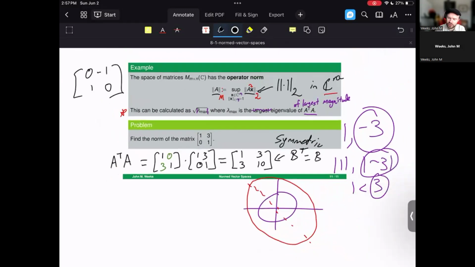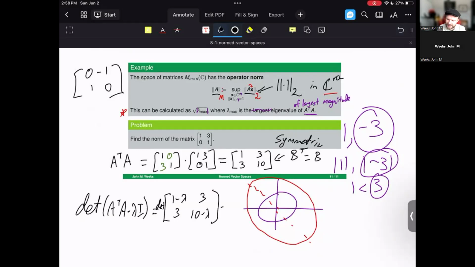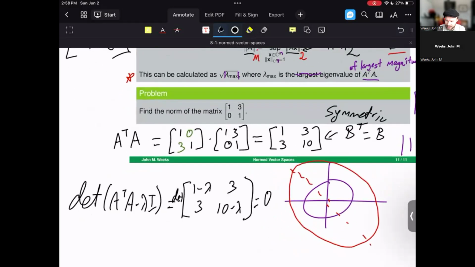Because this is a symmetric matrix, I should have plenty of luck in trying to find eigenvalues and eigenvectors. So why don't I go through and take that process? I'll need to take the determinant of A transpose A minus lambda times the identity matrix, which is the determinant of the matrix 1 minus lambda, 3, 3, and 10 minus lambda, and set that determinant equal to 0. And let's see what I end up getting here. Should get something like lambda squared minus 11 lambda, and then what? 10, 9, so plus 1, something like this, and setting this equal to 0.